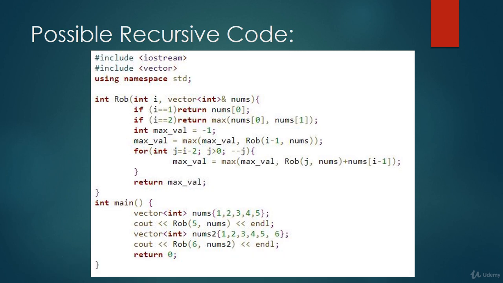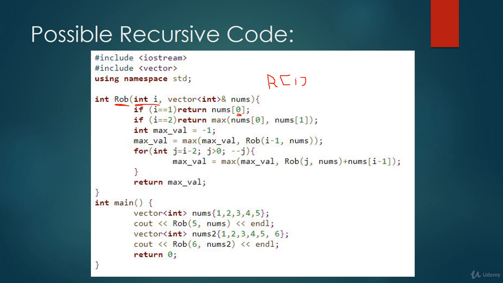Okay, so here's a possible recursive solution based on the recurrences that we derived in the previous slide. We're first including iostream and vector and using namespace std. Then we're defining a recursive function called rob that takes an I. This corresponds to R of I. We're writing a recursive function that takes I and the vector of numbers that you can steal. The base case is if I is 1, then simply return nums[0].